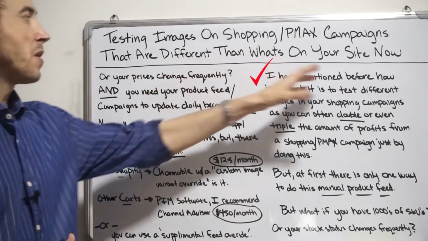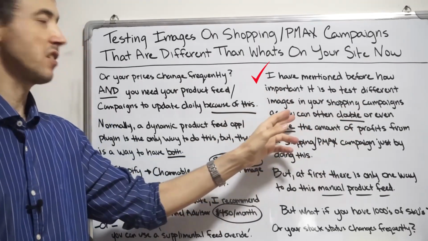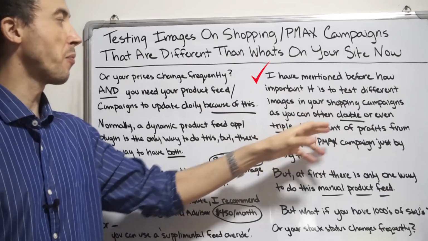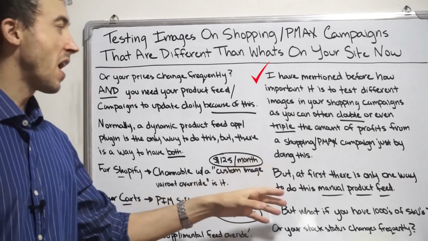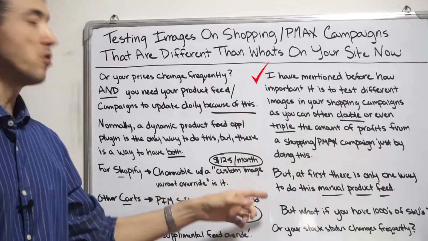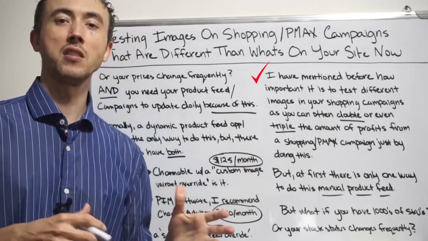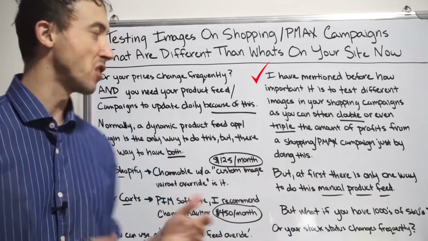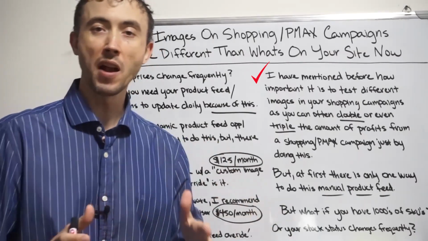So I have mentioned before how important it was to test different images on your shopping campaigns. There are whole videos about that on this channel, to double, triple, or more the amount of profits you're going to get from a PMAX or shopping campaign doing that. But here's the big but now. There's only one way to do this, generally speaking, when you're starting out and you don't have all this prerequisite knowledge that I'm giving you here, which is to use a manual product feed.